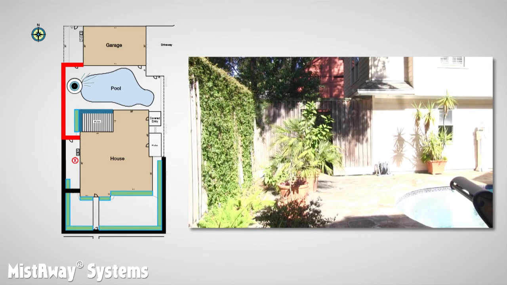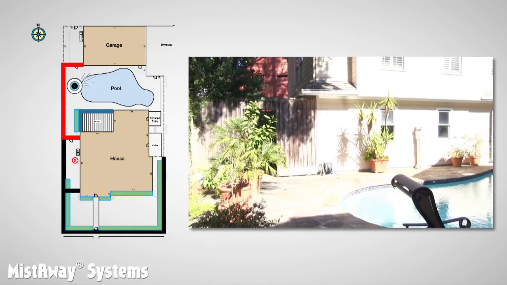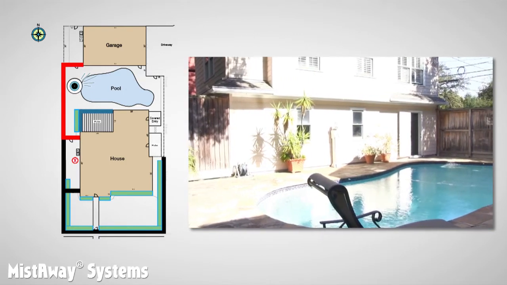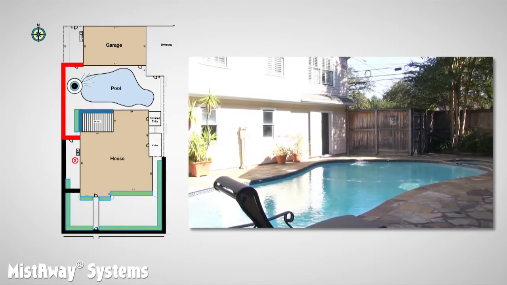Here, we are standing at the southwest corner of the backyard and panning the camera clockwise from the north, along the fence line, to the northeast corner of the backyard. We see that a lot of the backyard is covered with flagstone pool deck.